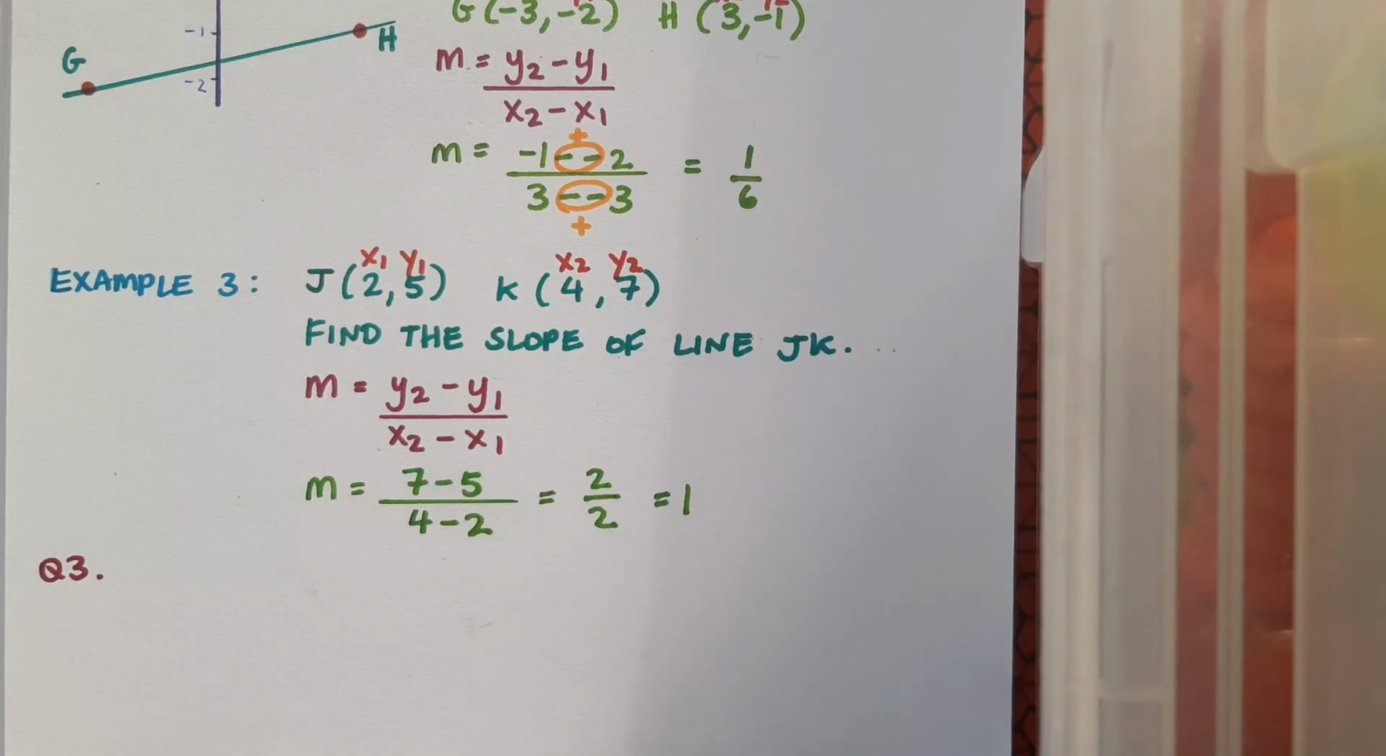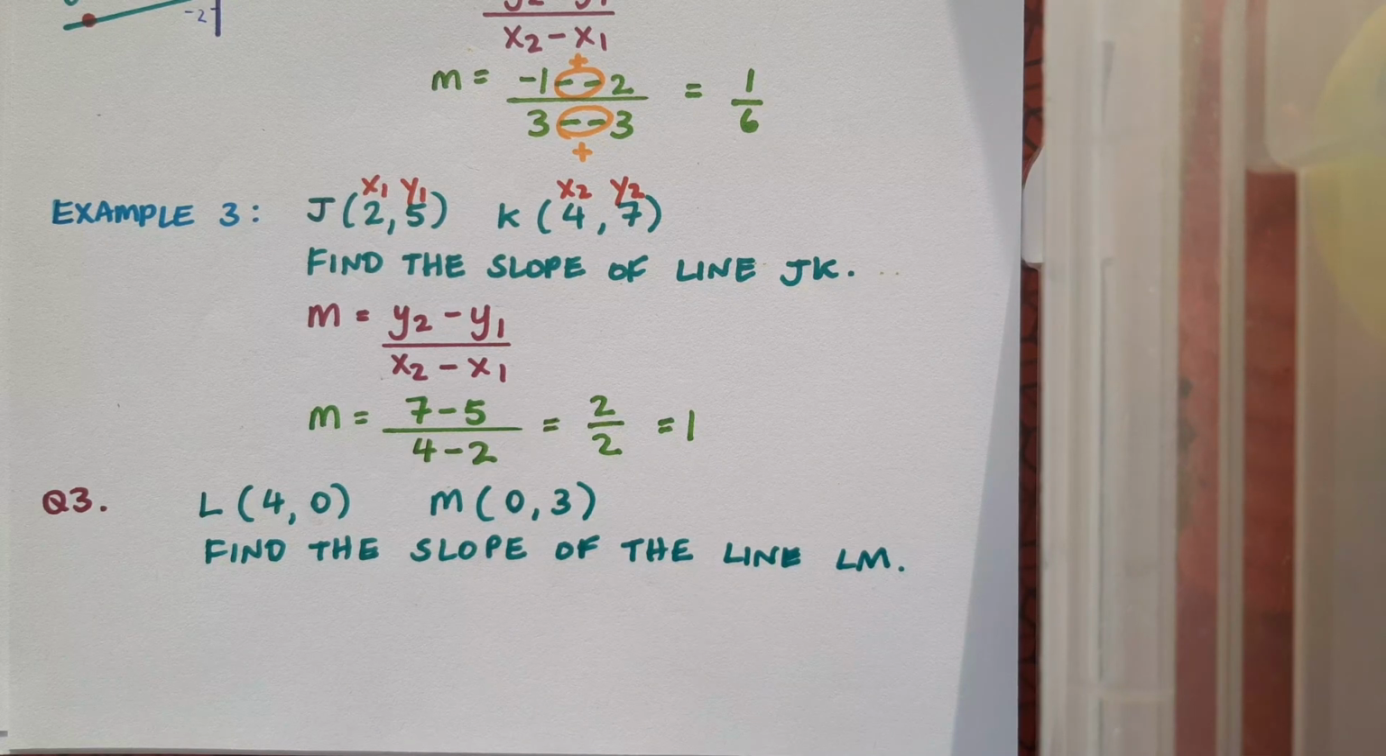So now here's question 3 for you. So this time I have a line with the points L and M on it. L is the point (4, 0) and M is the point (0, 3), and I want to find the slope of that line LM. Pause the video here, do the question yourself, and then check and see if you're right.